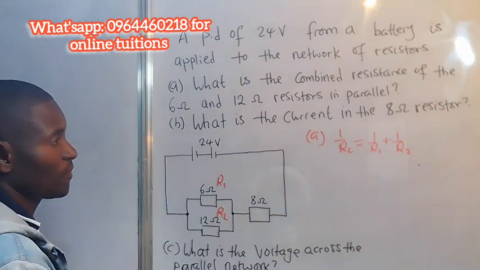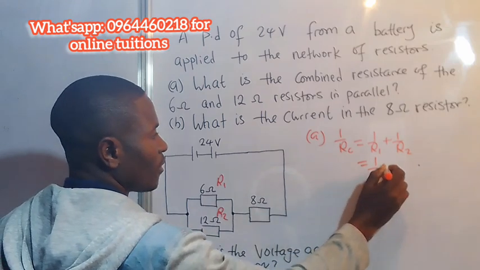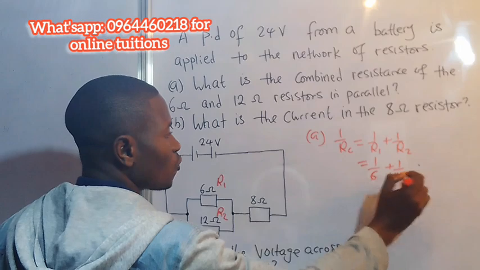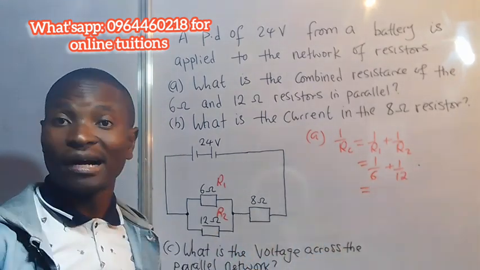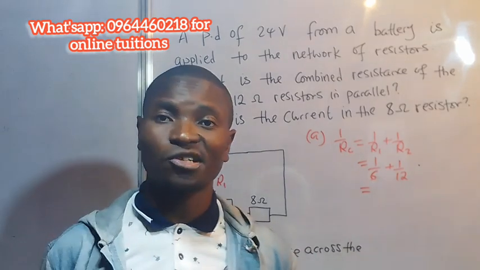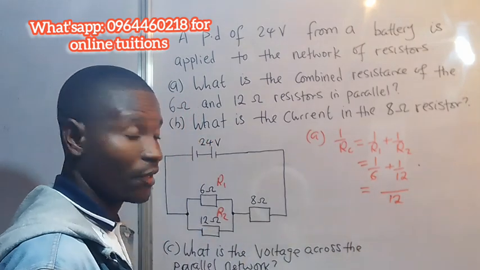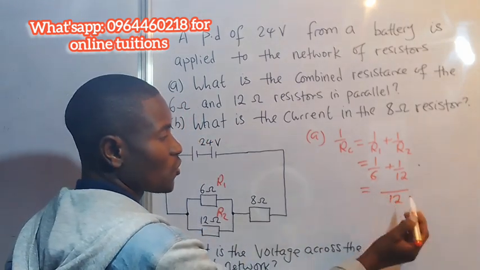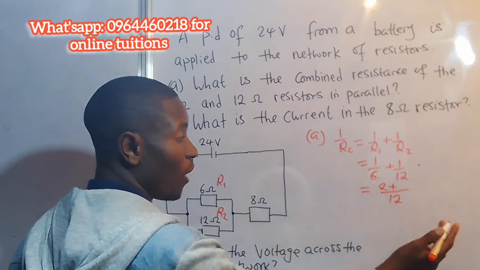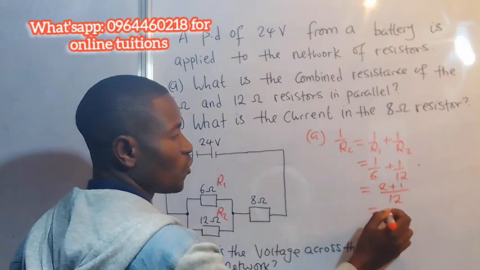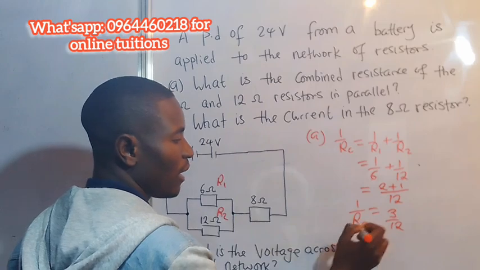So from there, we can now see it is 1 over 6 plus 1 over 12. Now we can go back to the fractions and find the lowest common denominator between 6 and 12, and this is just 12. Now 6 into 12 is 2, times 1 is 2, plus 12 into 12 is 1, times 1 is 1. So you now have 3 out of 12, and this equals 1 over RC.